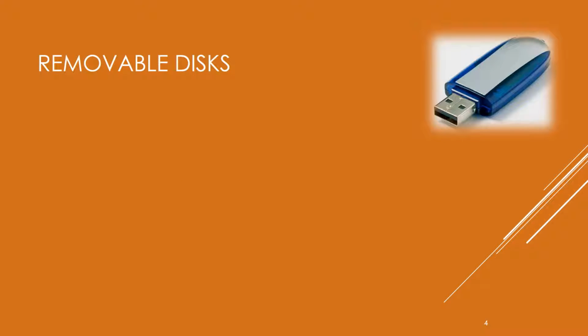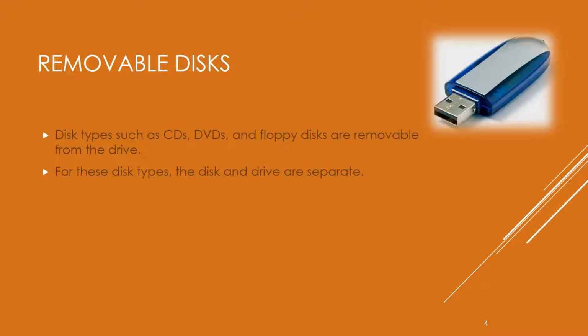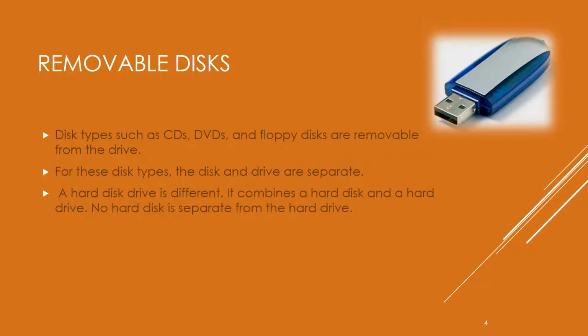You also have removable disks, and CDs, DVDs, floppy drives, those are all removable. For these disk types, you have a disk and a drive that are separate. So you have the CD and then you have the CD drive, and those are two separate things. A hard disk, however, is different. It combines the hard disk and the hard drive, so they aren't separated. It's one thing. So that's why sometimes you'll hear people refer to it as the hard disk. Other times you'll refer to it as the hard drive because they are inseparable.